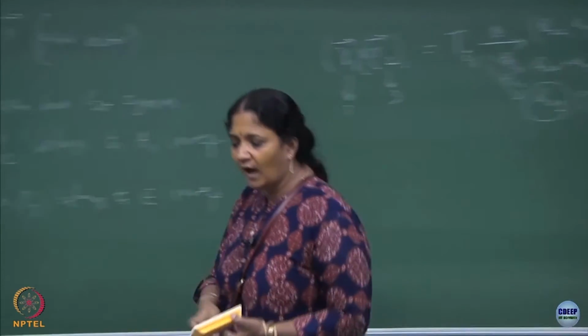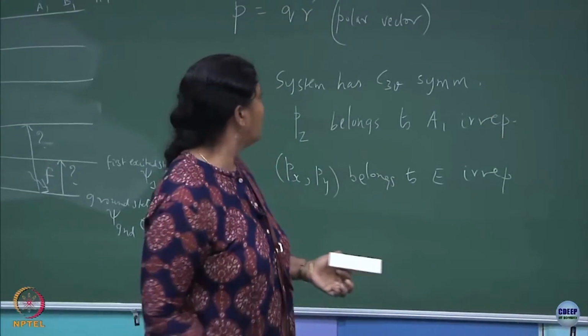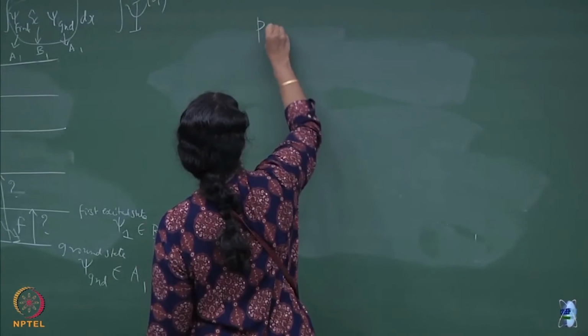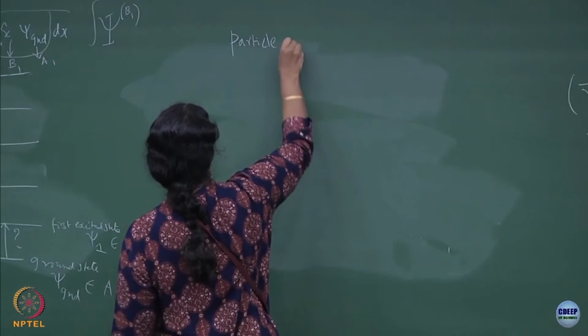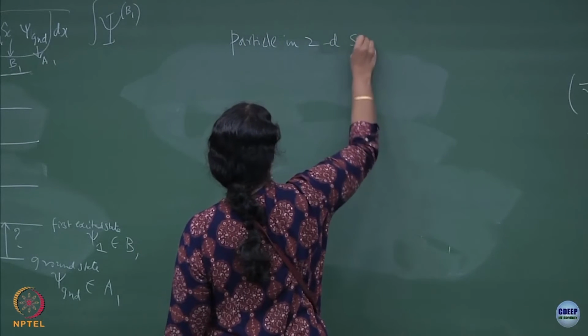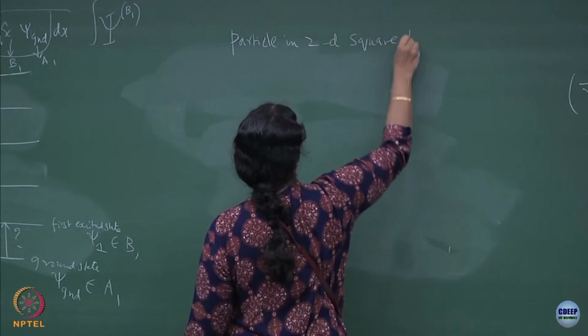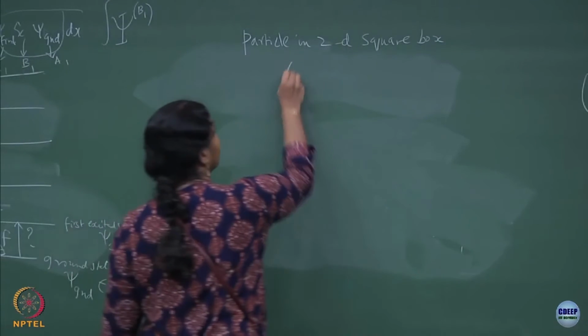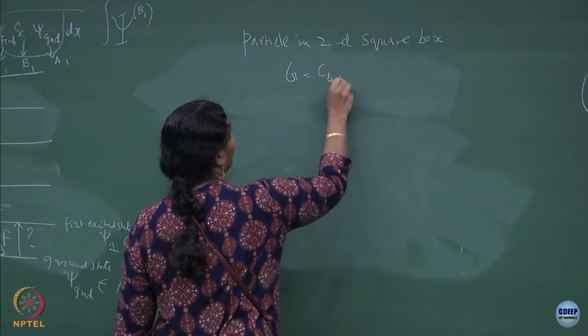If you go to other examples like the particle in a 2-dimensional box, the group symmetry is C4v.